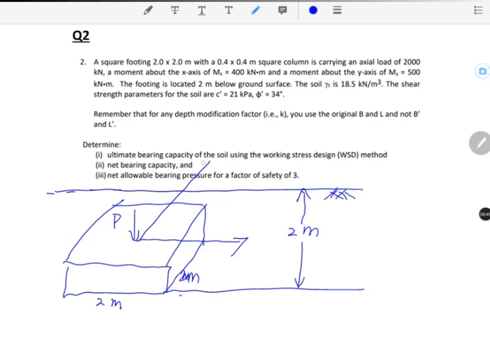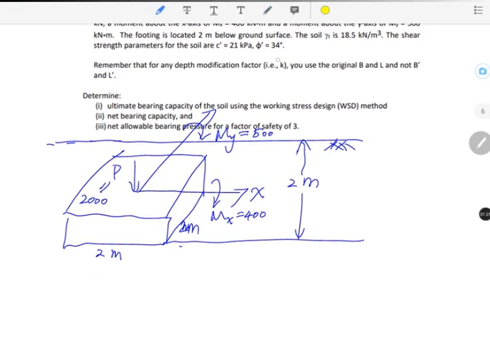We're given a vertical load, P, and 2 bending moments. For the x-axis, Mx equals 400, My equals 500, and vertical load 2000. Still, we're going to use equation 10.1 to figure out the bearing capacity of this foundation.